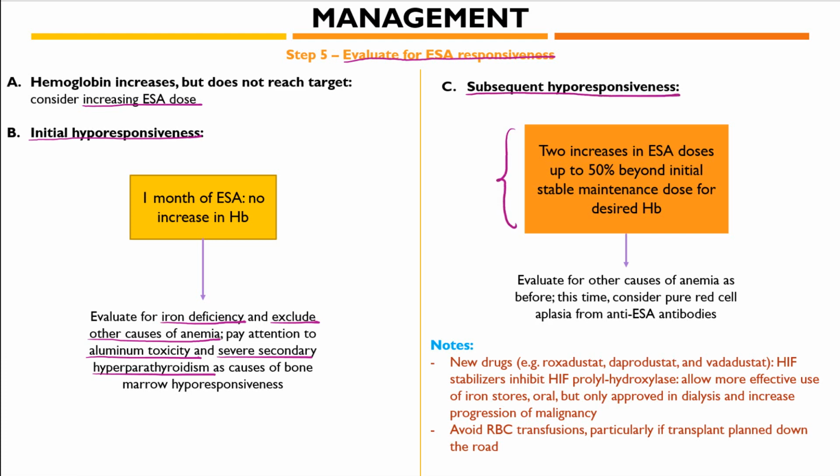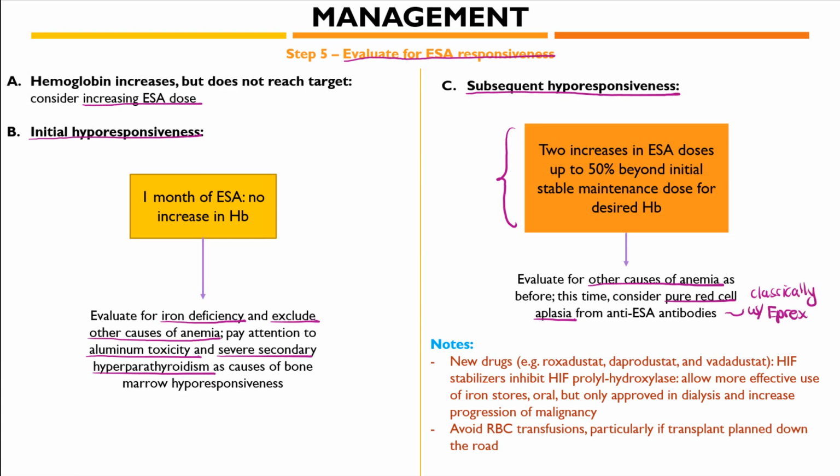hyporesponsiveness. When you get this, just like before, you rule out other causes of anemia, but you should also consider pure red cell aplasia from antibodies against the ESA you give them. These antibodies take a couple of months to develop, and that's why the patients get subsequent hyporesponsiveness as opposed to initial hyporesponsiveness. Now, pure red cell aplasia from anti-ESA antibodies is fairly rare nowadays due to better ESA formulations. In the past, you'd get this condition with Eprex, which was a brand name epoetin, just because of how Eprex was prepared. And finally, a few parting words before I sign off.